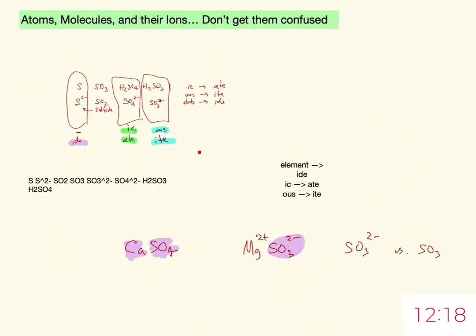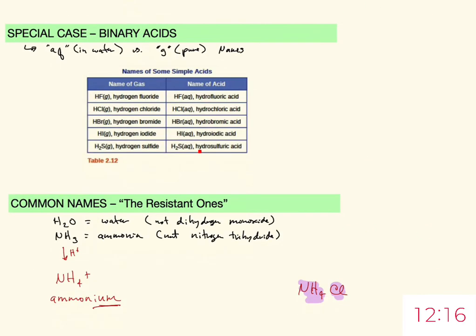Let's see, more on that. This is just the binary acids. Okay, those are pretty straightforward. Some things have common names. H2O is not dihydrogen monoxide. It would be, but the powers that be just decided, you know what, we're just going to leave H2O water and be done with it.